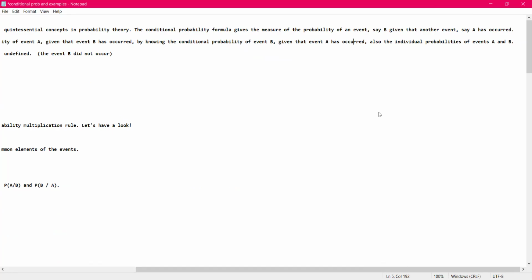Using this conditional probability formula, you can measure the probability of both the events A and B. Not only can you find the conditional probability, but you can also find the individual probabilities of both the events A and B. So that is what it is saying.